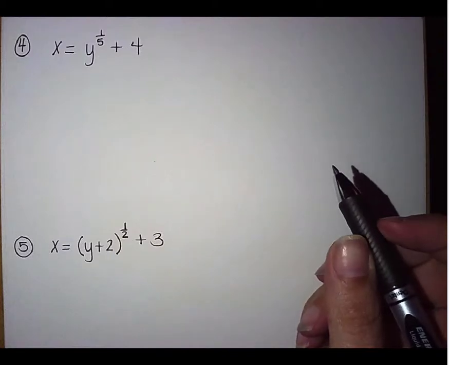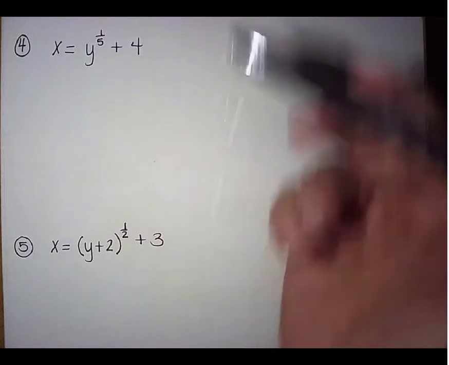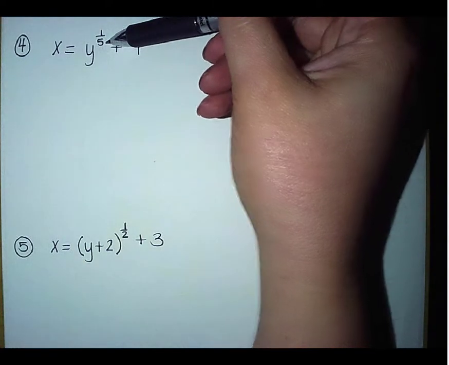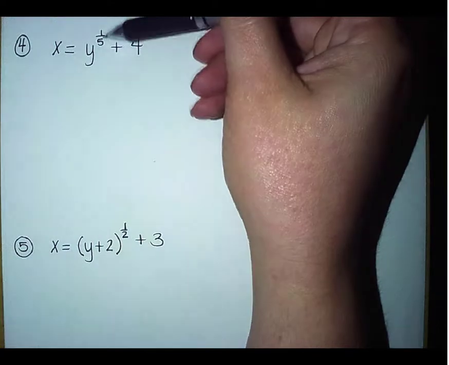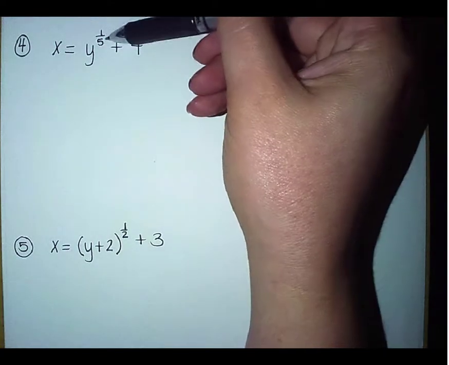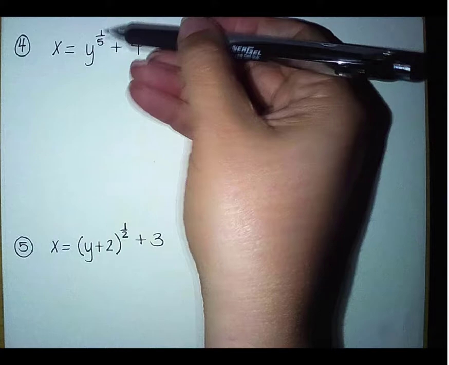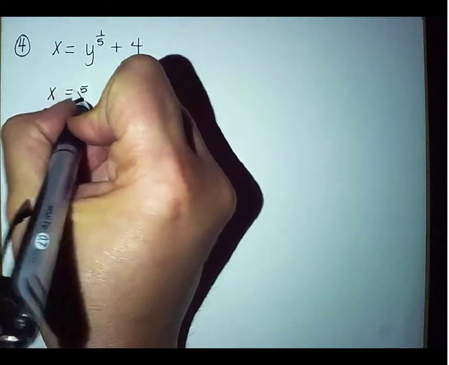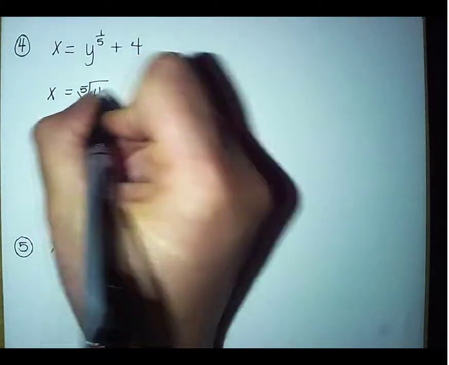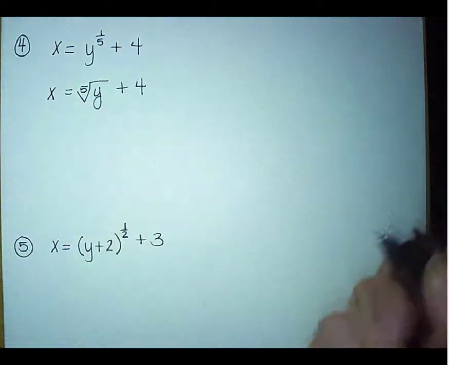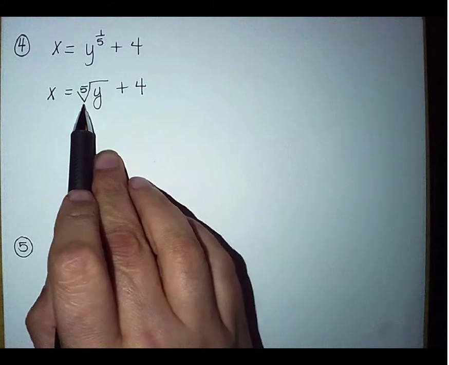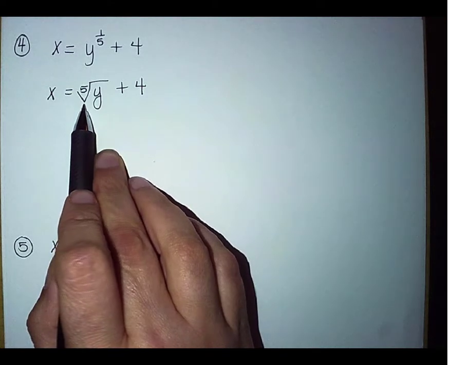All right, so for question number 4, one thing again, if you do not like this as a fraction, remember that at any point in time you can rewrite this as a radical because that is what it is. So if you're like, I hate the fact that there's this 1/5 or this fraction in my exponent, go ahead and rewrite it and say this is x equals the 5th root of y plus 4. That just may be easier for you to kind of see what the opposite of it is.